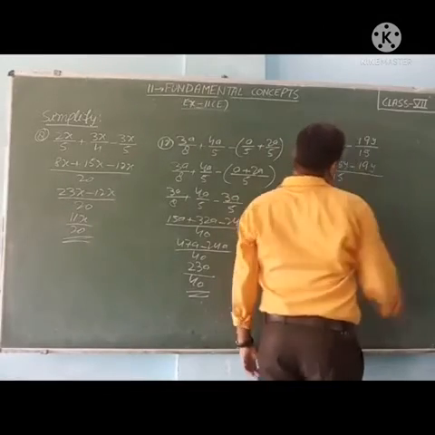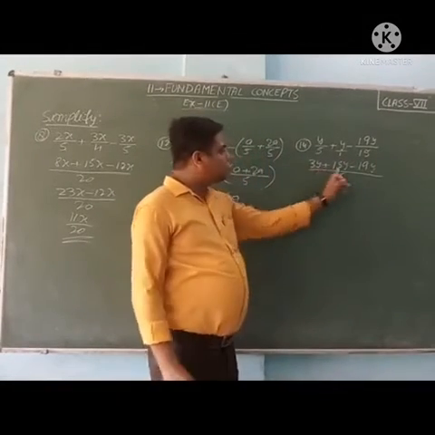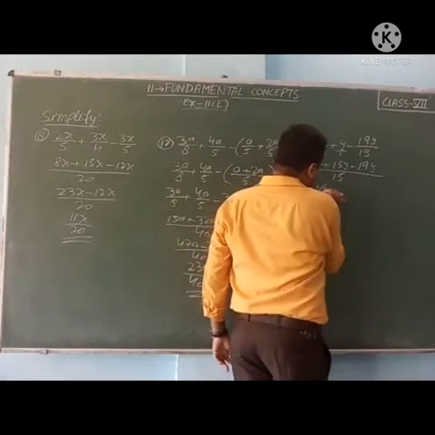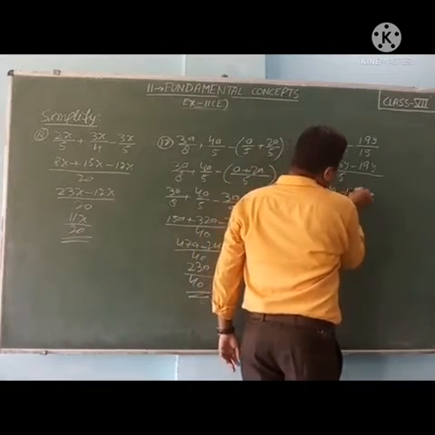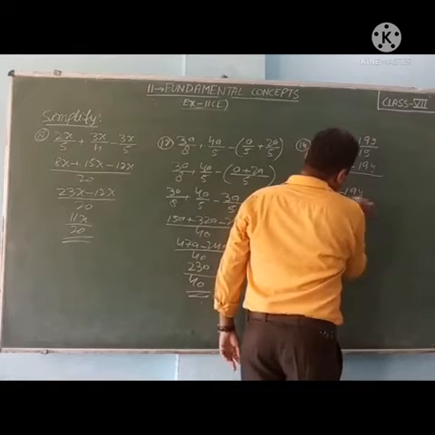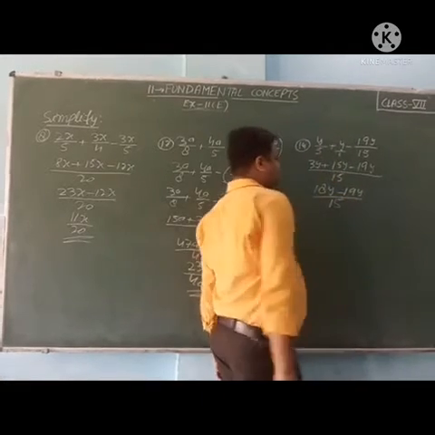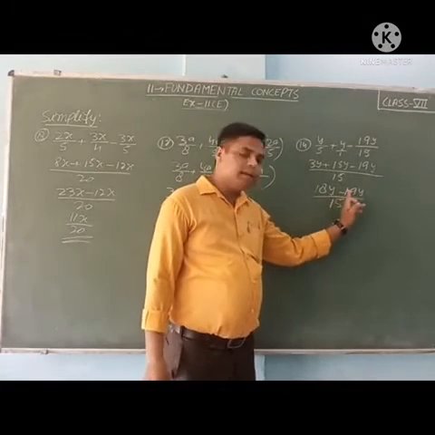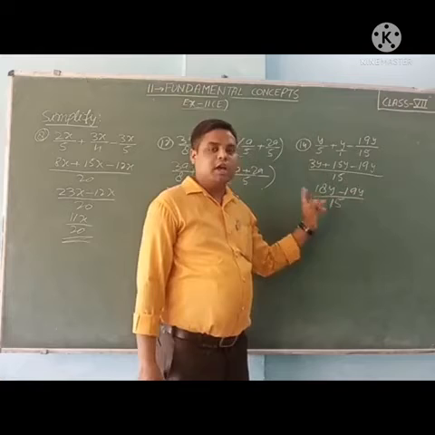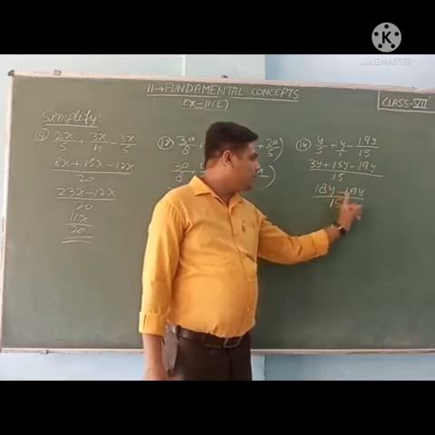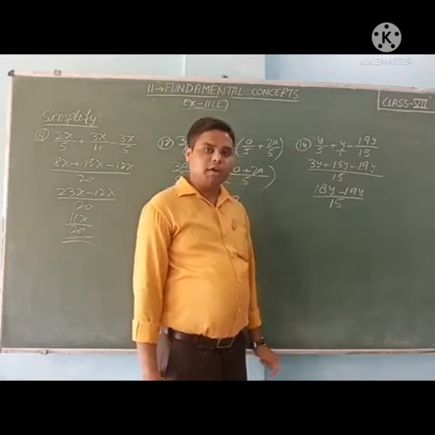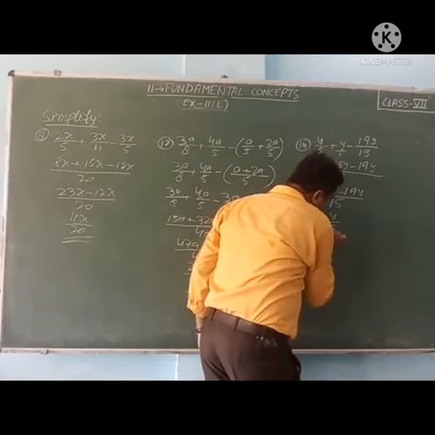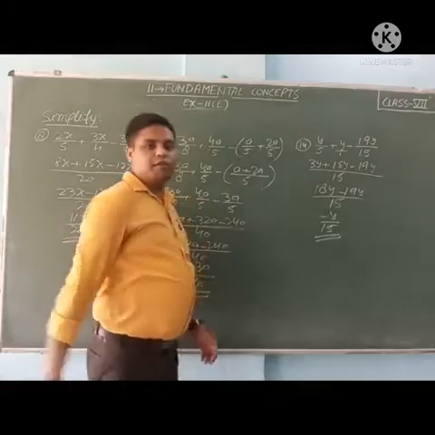19y. Now see the positive. So these two are positive. So 3 plus 15, 18y minus 19y upon 15. So 18 minus 19, plus and minus, it means 19 minus 18, we will get 1. 19 is larger, it means minus 1. So minus y upon 15. So students, the answer is minus y upon 15.